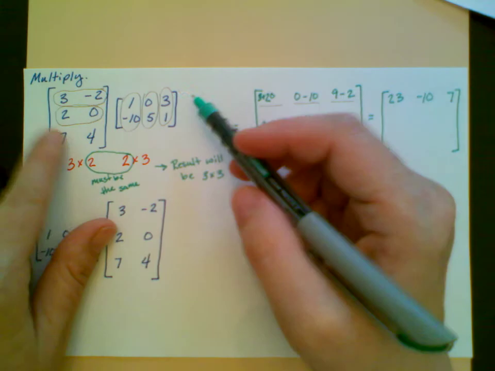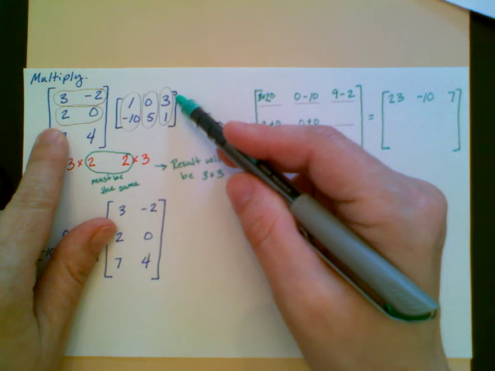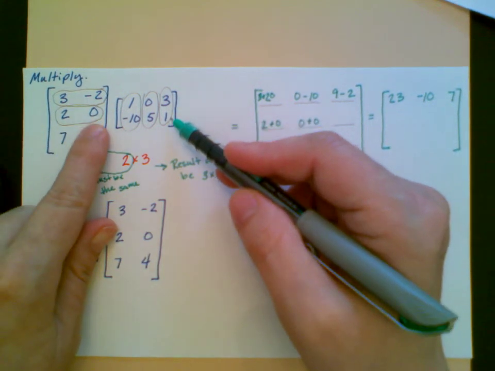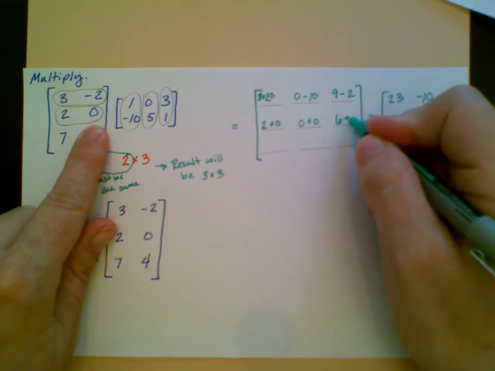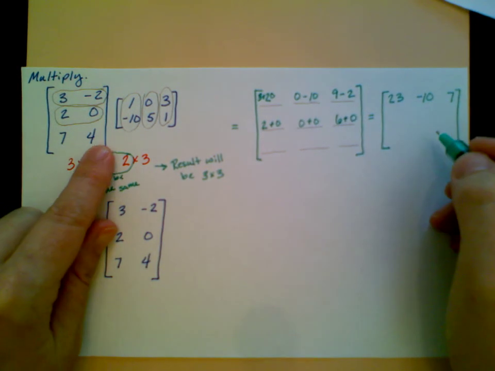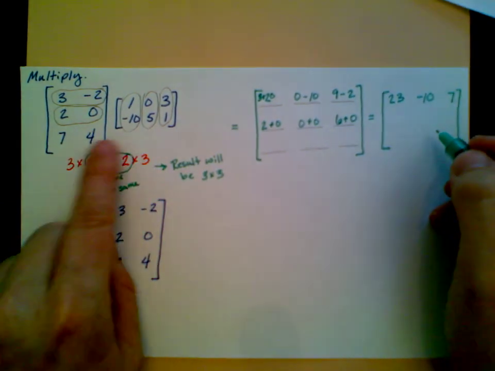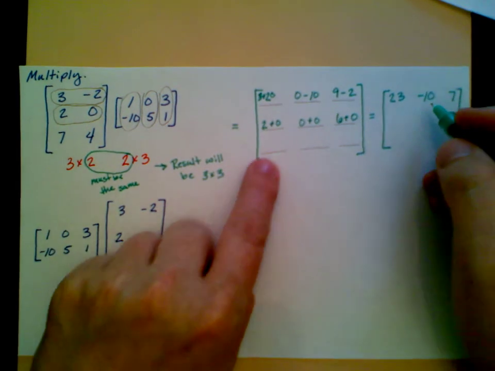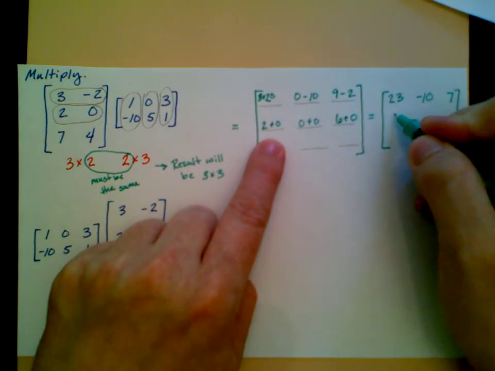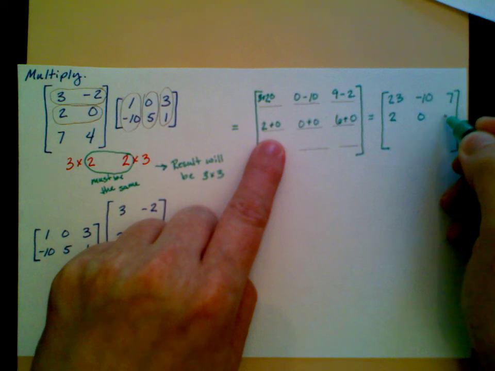And finally, 2 times 3 is 6. 0 times 1 is 0. So when you have a 0 in a matrix or a couple zeros in a matrix, it really does make the arithmetic nice. So my second row is 2, 0, 6.